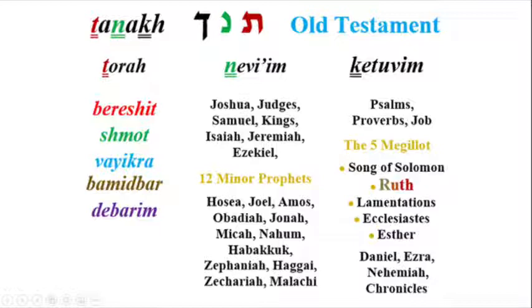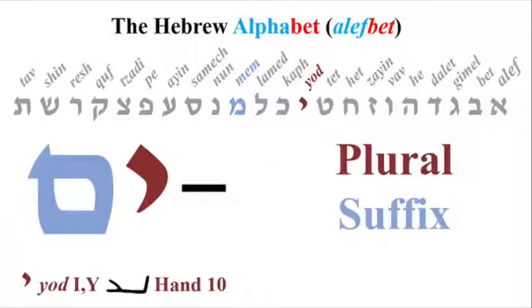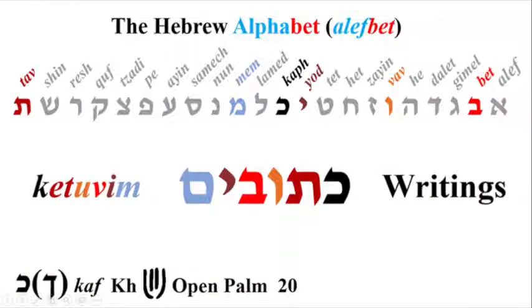Okay, speaking of Ketuvim, notice the word Ketuvim begins with a Kaph. And it ends in a Yud Mem. Remember, the Yud Mem is a plural suffix on masculine words, which mean multiple. So you have Ketuvim, writings, plural. All right?